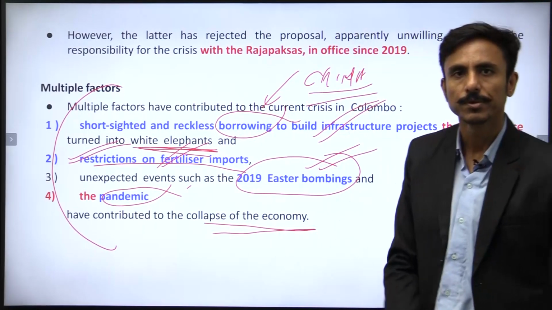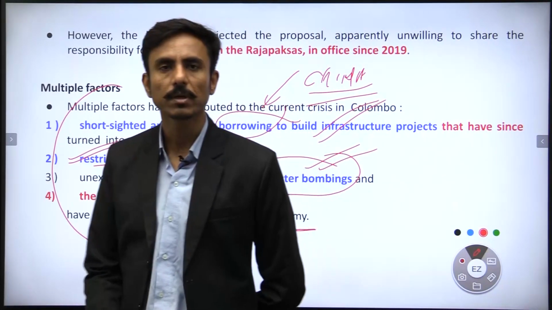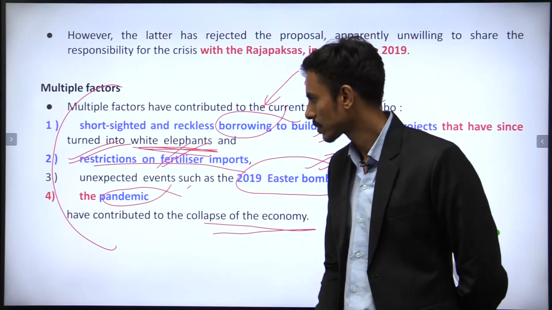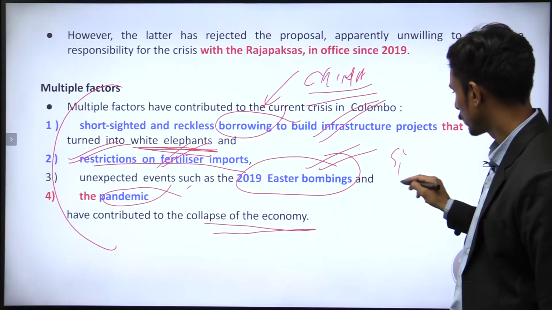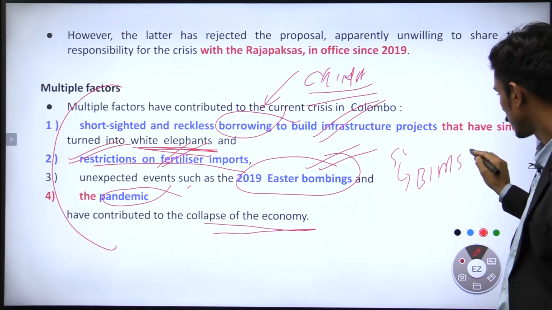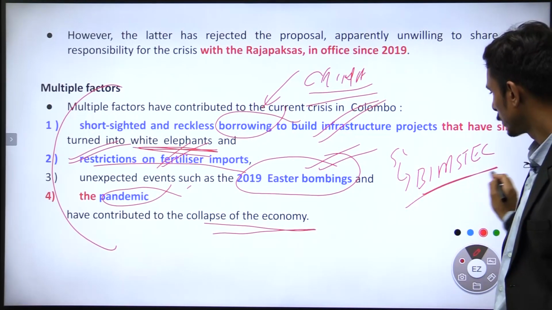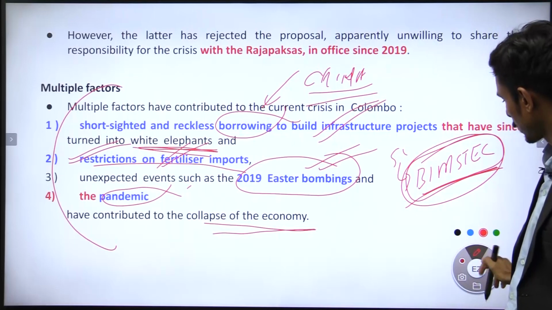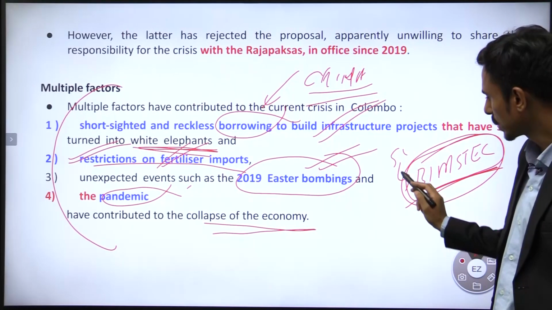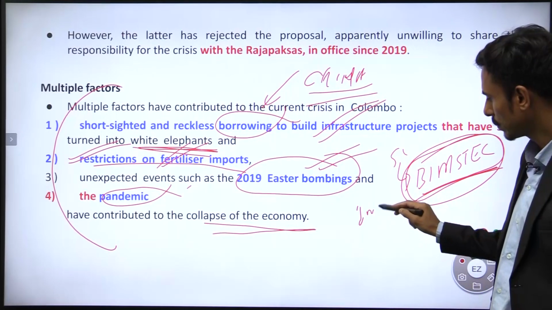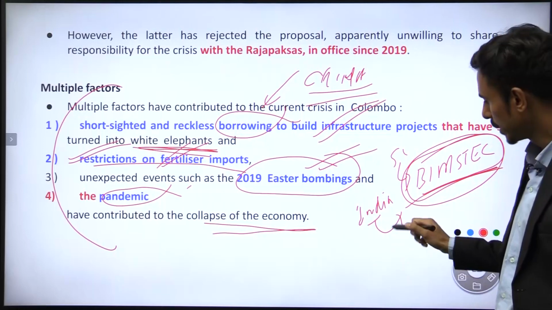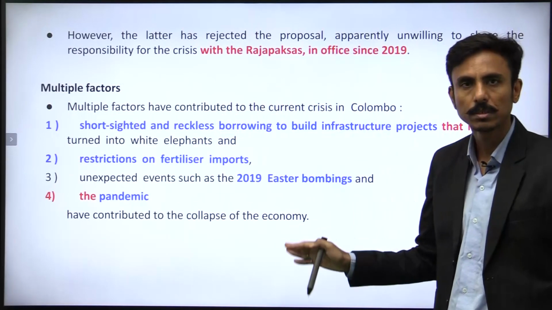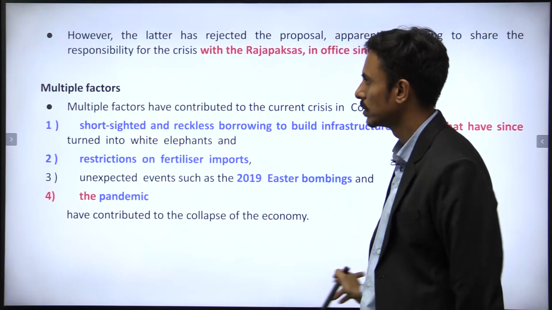Guys, India has opened its credit line and has given a huge amount of money to Sri Lanka so that it can come out of the economic crisis. We all know that Sri Lanka is also a member of BIMSTEC, Bay of Bengal Initiative for Multi-Sectoral Technical and Economic Cooperation. Sri Lanka was the chair of the recent BIMSTEC conference, and the Indian Prime Minister also participated in this virtual conference. So they deliberated about the economic crisis of Sri Lanka and how it can be resolved.